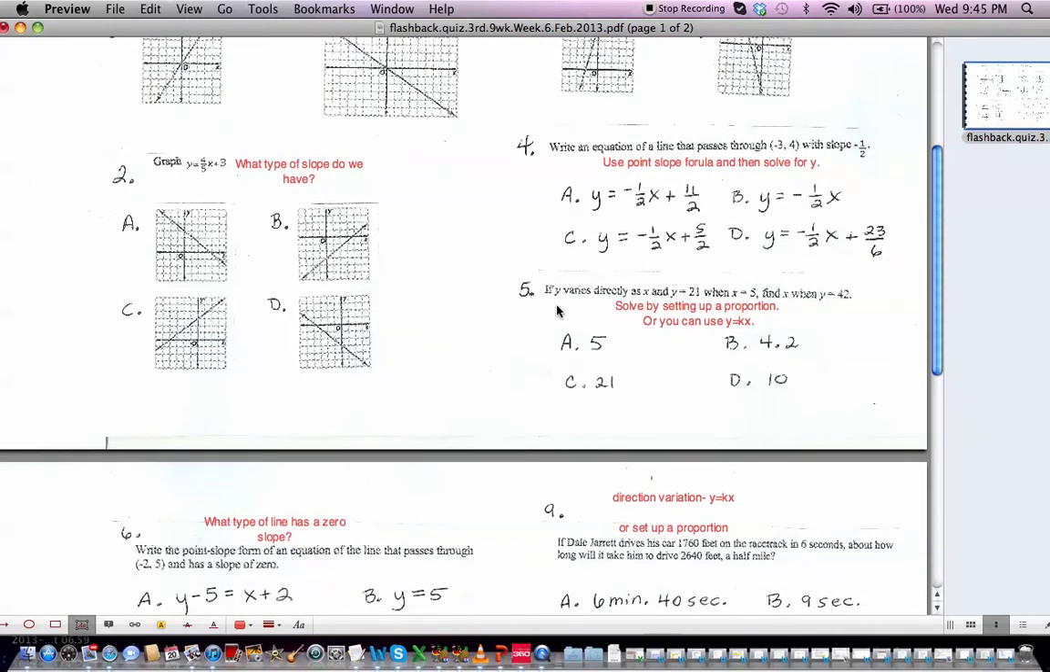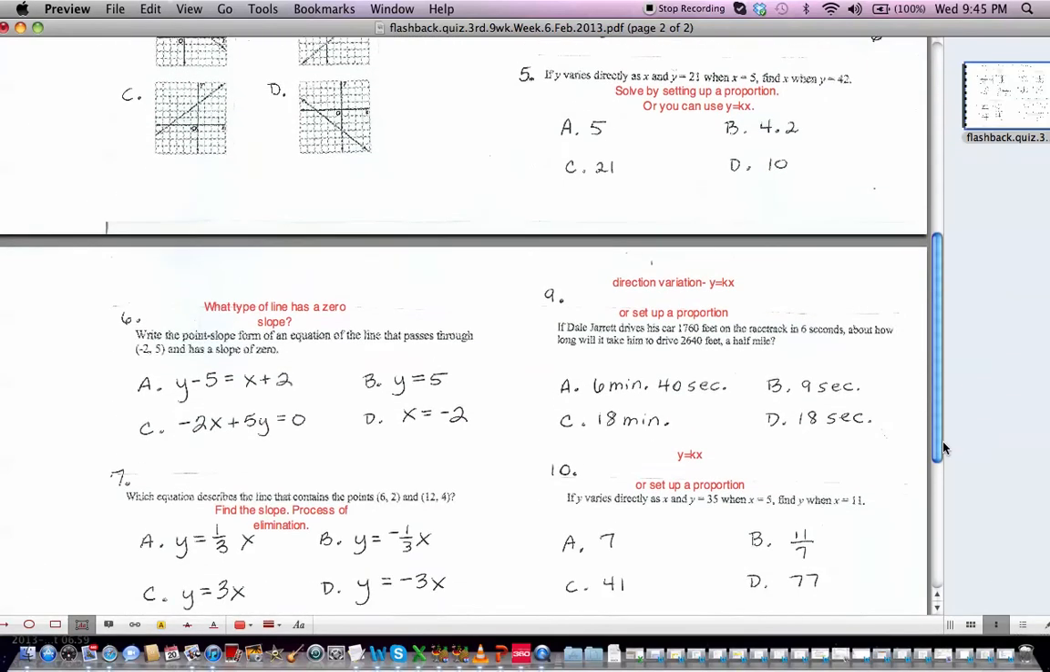Number 5, if y varies directly as x and y equals 21 when x is 5, find x when y is 42. Now, you can do this 2 ways. If you want to set up a proportion, please feel free to do so. Solve it that way. Or you can use y equals kx since this is a direct variation one. So I'm giving you 2 options. Either use a proportion or use the y equals kx direct variation. Whichever way you feel more comfortable with is the way that you need to do it. Scroll down to the second page.